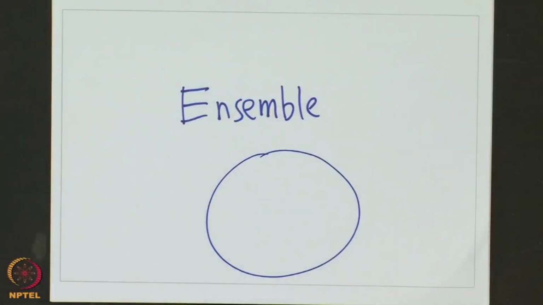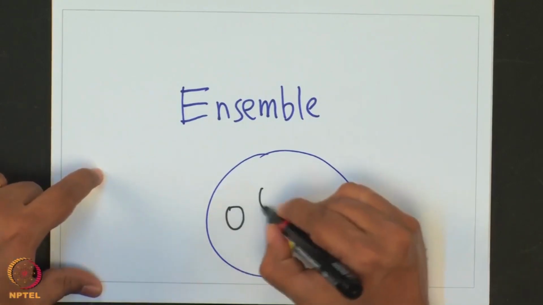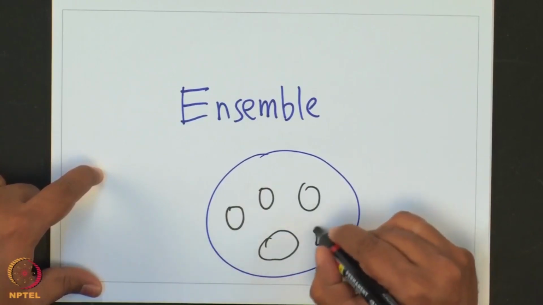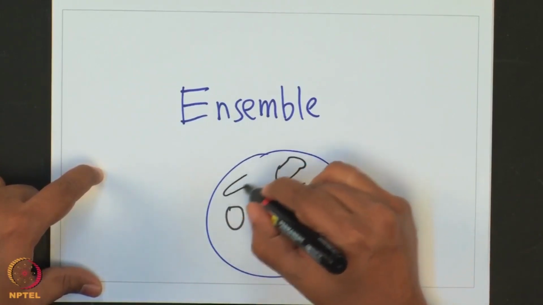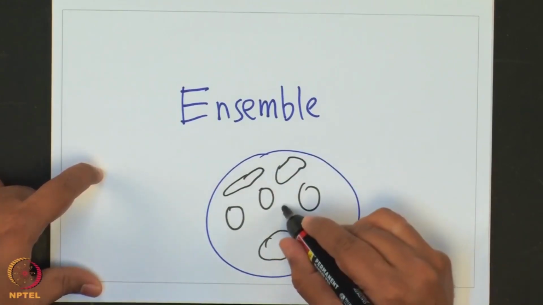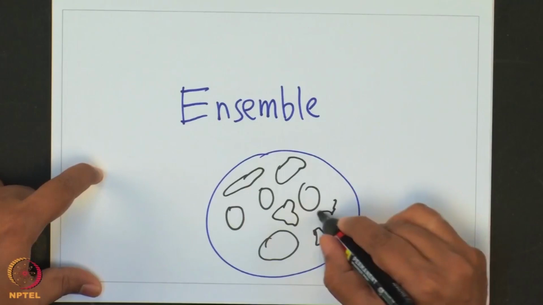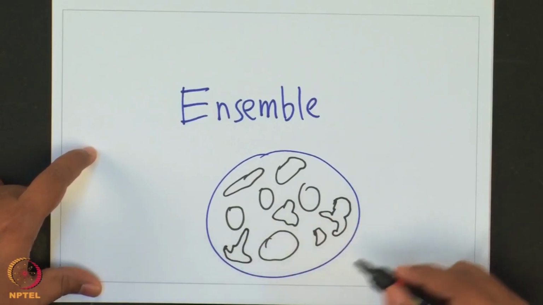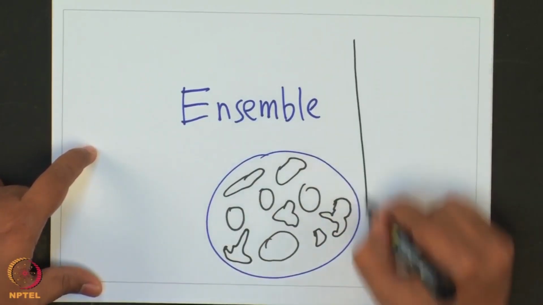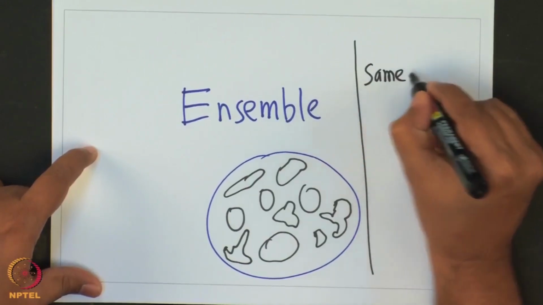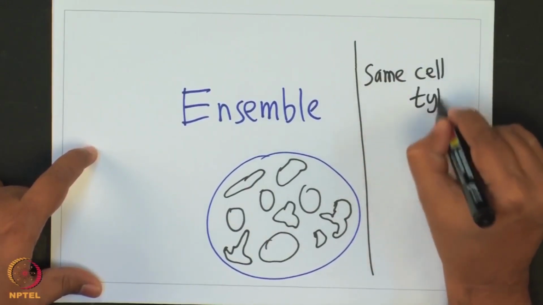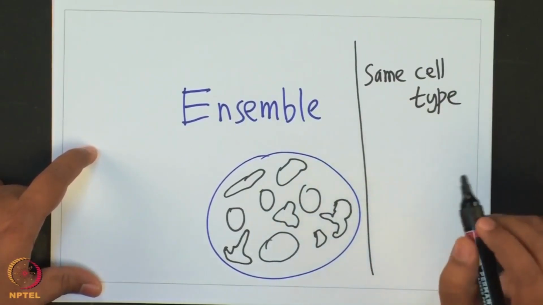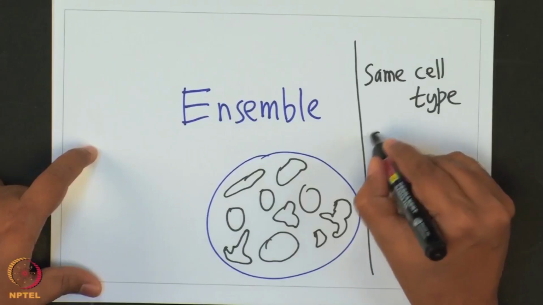So let us think of a petri dish or a culture in which you have many cells. All of these might have slightly different size, they might have different shape, but these are all the same cell type, same condition. Let us say they are all yeast cells or they are all HeLa cells, same cell type, same condition.